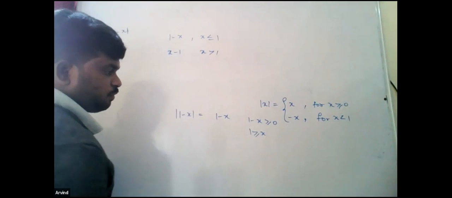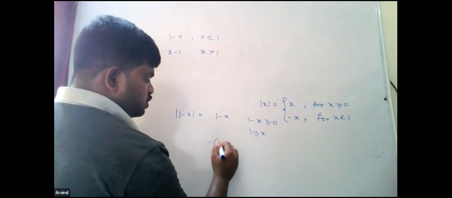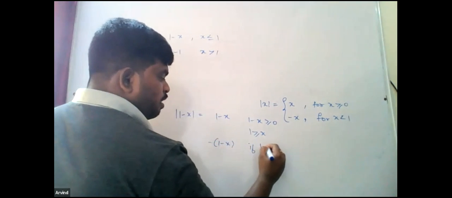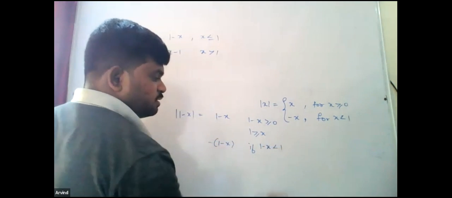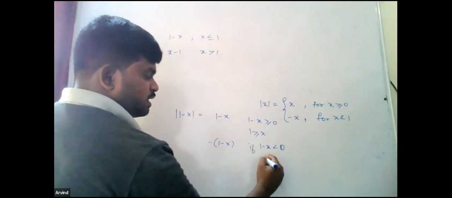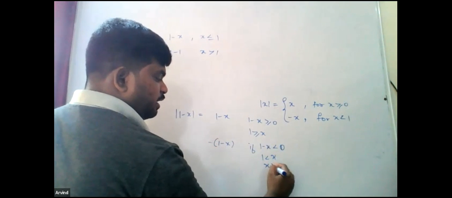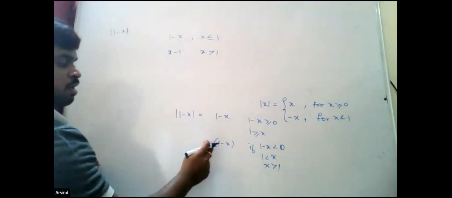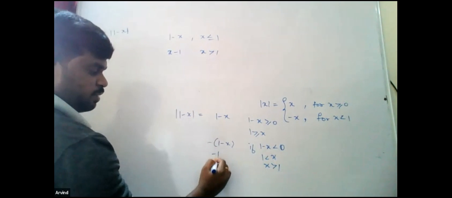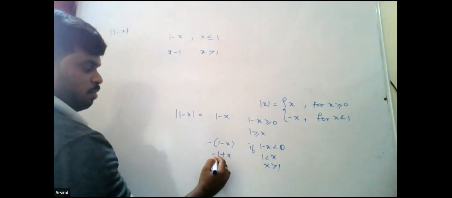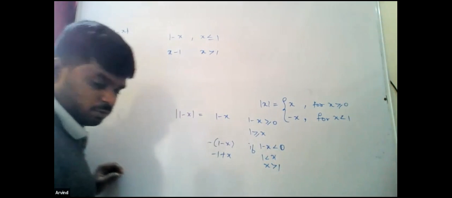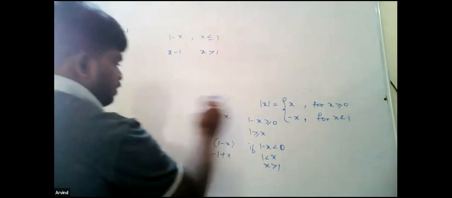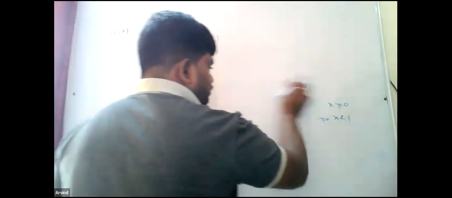Okay. Next, it will become minus of 1 minus x if 1 minus x is less than 0. So moving x to the other side, 1 is less than x comes. I can write it as x greater than 1. That's what I've written. Minus of 1 minus x. Minus into 1 is minus 1. Minus into minus is plus. Minus 1 plus x, you can write as x minus 1. So you have to know this. Okay. So using the definition, we have taken this.